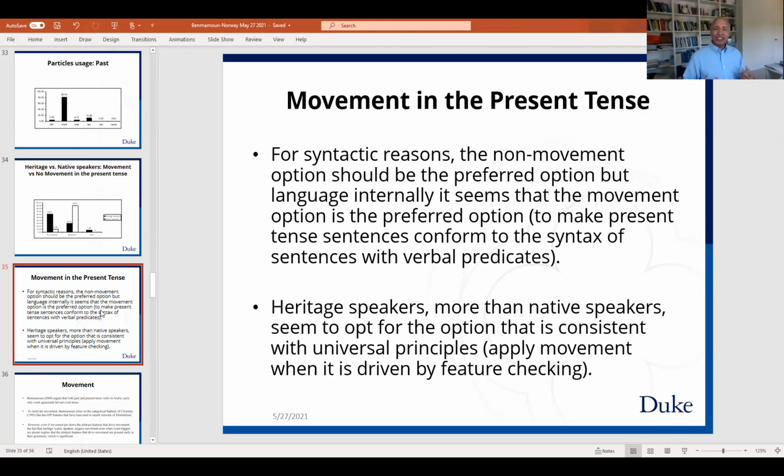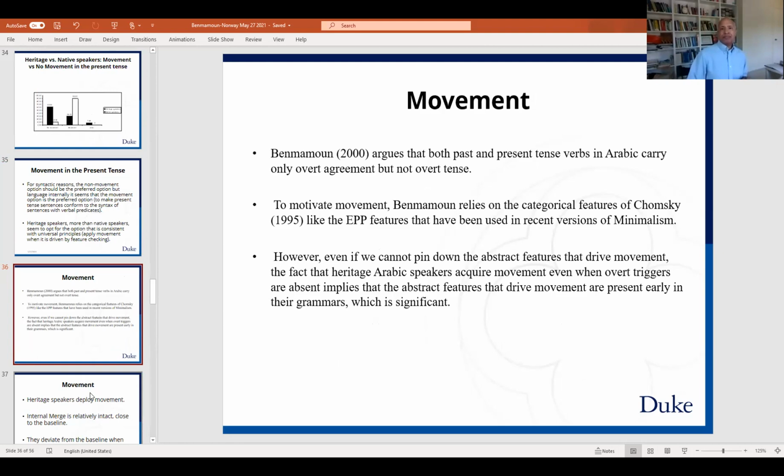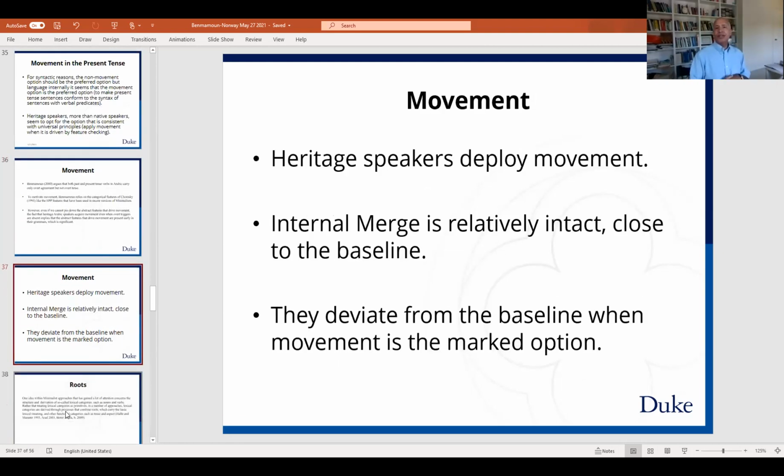Whereas native speakers, maybe through more extensive input in various contexts, including imperative contexts and other places, it's almost like they overrode the unmarked option and went with the marked option. That's one possible interpretation, but that needs to be looked at very carefully. But the main thing is that they have converged on the movement operation in the present tense. So the movement is there in heritage languages. And I just said that earlier.